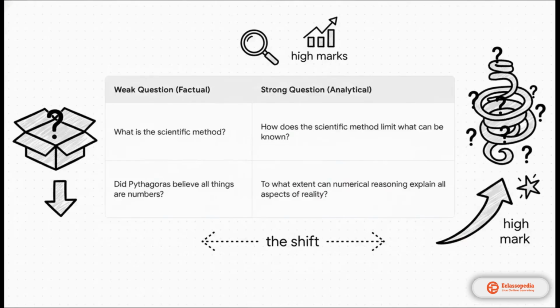And this just nails the difference, doesn't it? A weak question asks what? A strong, top-scoring question asks how or to what extent. You see that shift? It's moving from just describing something to actually analyzing it. And that shift is where all the high marks are hiding.